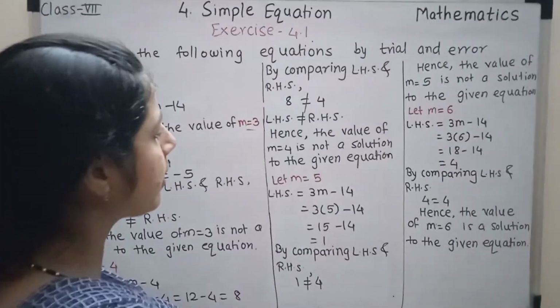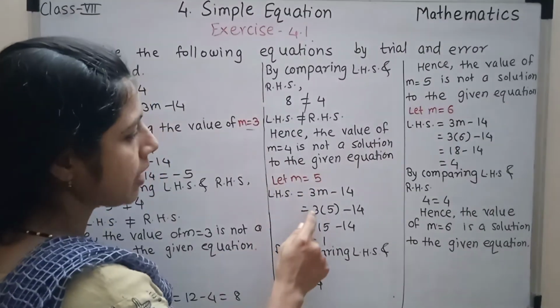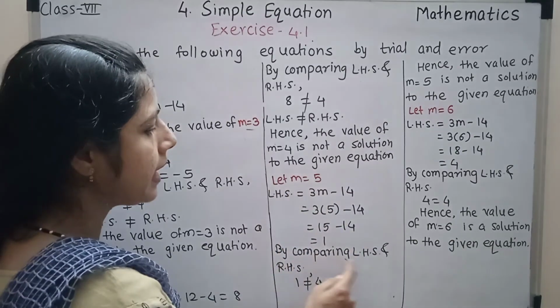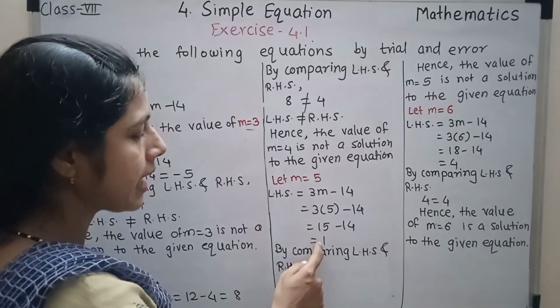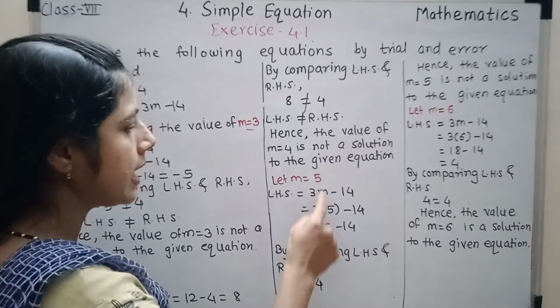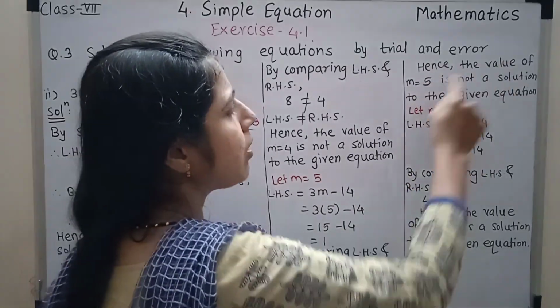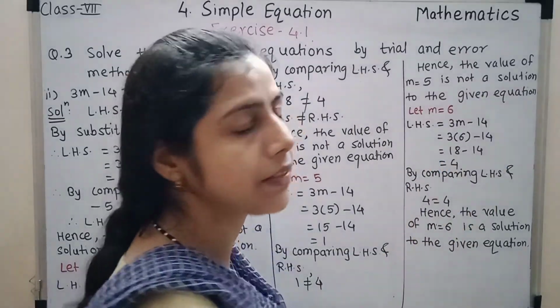We will check it for the 5. So let m equal to 5. So m की value मैंने 5 डाल दी. 3 5 are 15 minus 14 is what? By comparing LHS and RHS. So LHS हमने क्या calculate किया यहाँ पे 1 और RHS क्या आ रहा है 4. So obviously they are not equal. Hence the value of m equal to 5 is not a solution to the given equation.